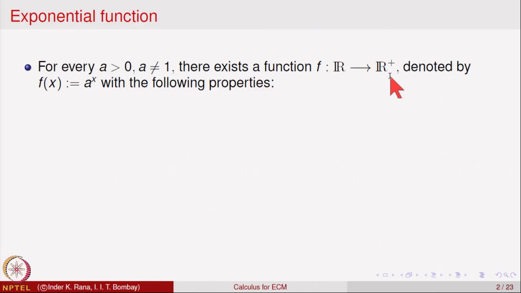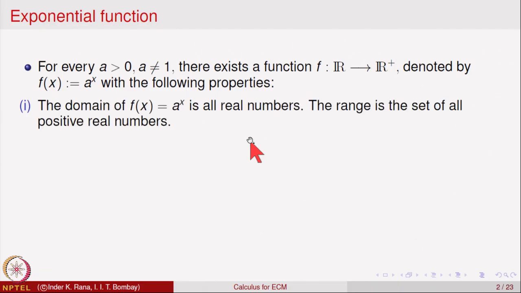Let me just summarize what an exponential function is and what its properties are, so that we are able to go ahead. So, the exponential function is defined for every positive real number a, of course, not equal to 1, and this function is a function from the real numbers taking non-negative values, and it is denoted as f of x equal to a raised to power x. It is something like a raised to power x with the following properties.